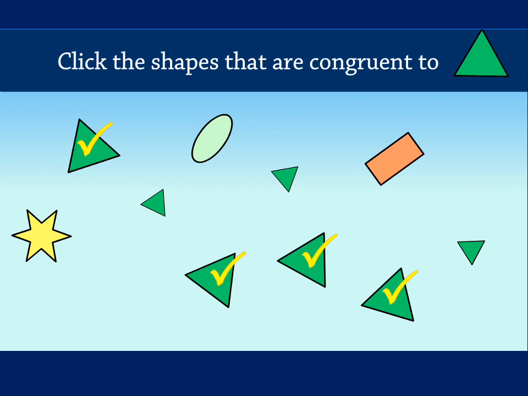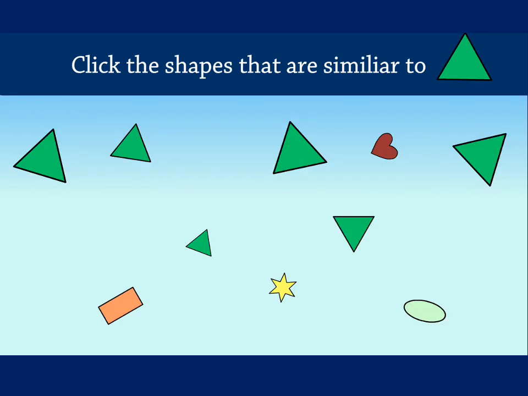Ready? Did you pick those 4? Okay, here comes the next one. You're looking for what's similar to that green triangle. You ready? Did you pick those 6? Remember, similar means kind of the same or pretty much the same, but not exact.